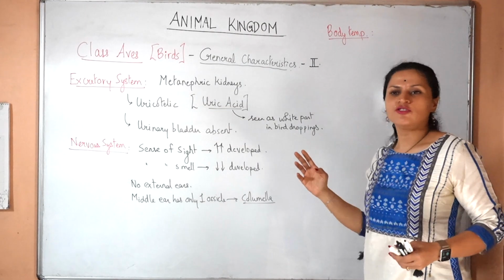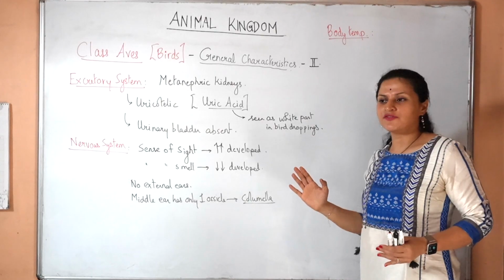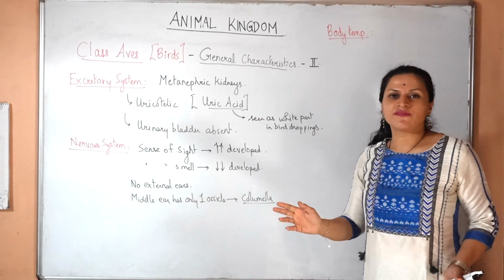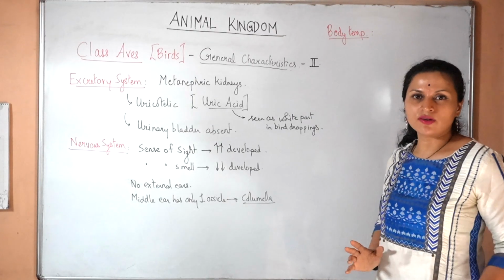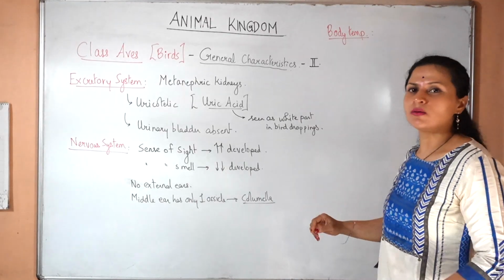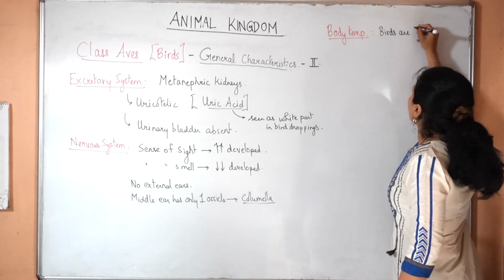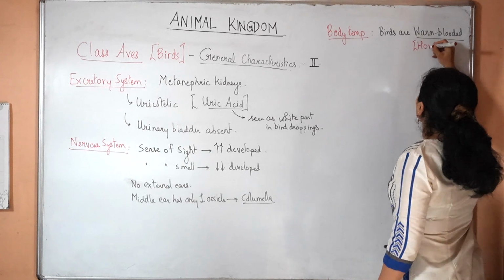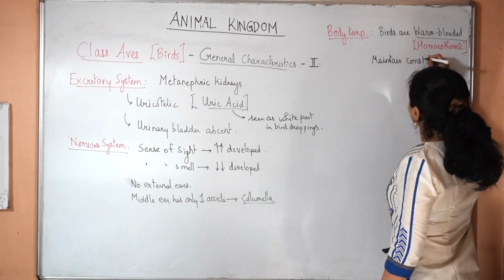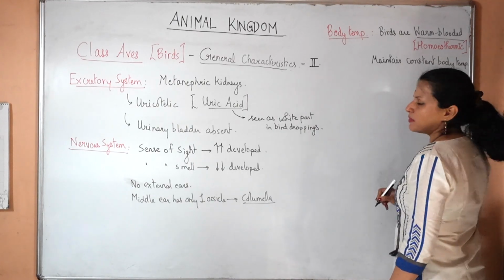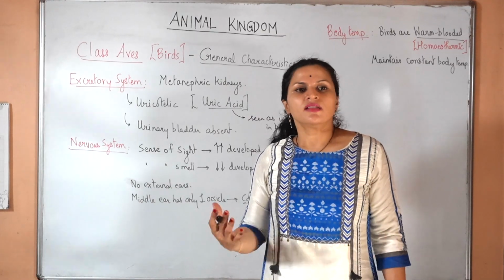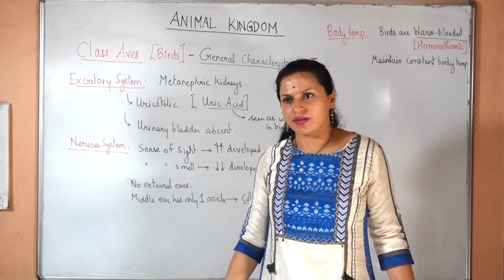Body temperature. You know that the birds are warm-blooded. They are the first vertebrates that we are looking at, which are warm-blooded. Reptiles, amphibians, Pisces, they were poikilotherms, cold-blooded animals, and these are warm-blooded or homeothermic animals. Birds are warm-blooded, also called as homeothermic. What does it mean? They maintain constant body temperature like us. They maintain homeostasis, which makes them more efficient than the other vertebrates.